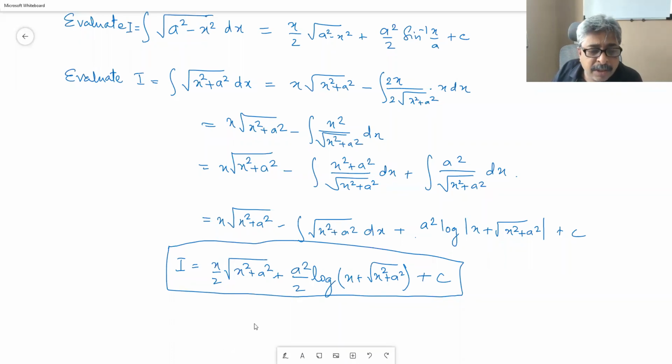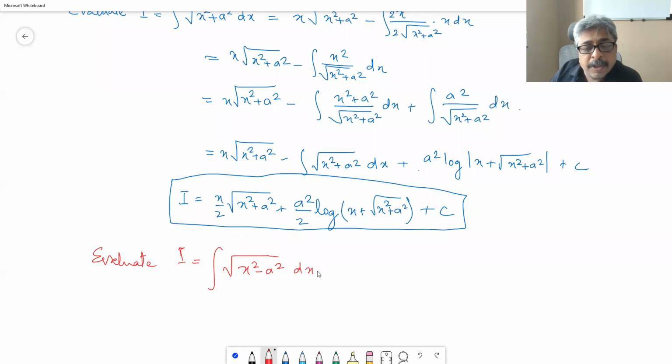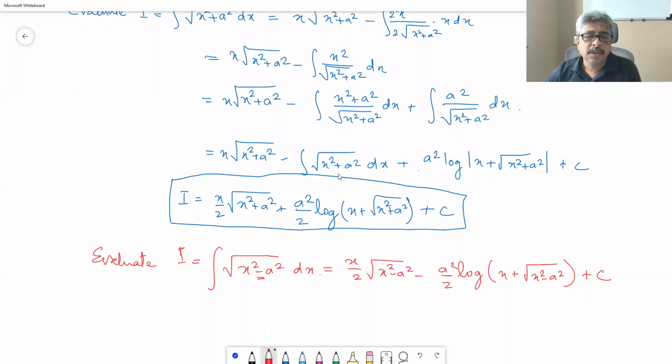And the third in this series is: evaluate integral I is equal to integral radical x square minus a square. Find out what is the difference between this and the earlier one. Okay, the only difference between this and the above is this minus sign in between. Otherwise, the radical comes here exactly the same as given.